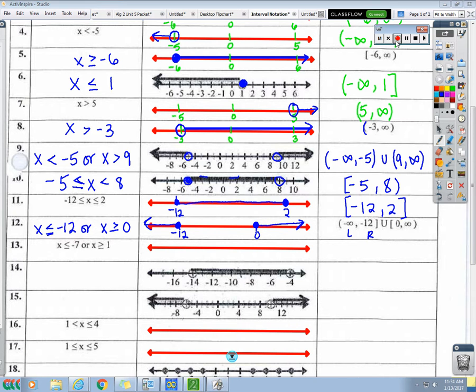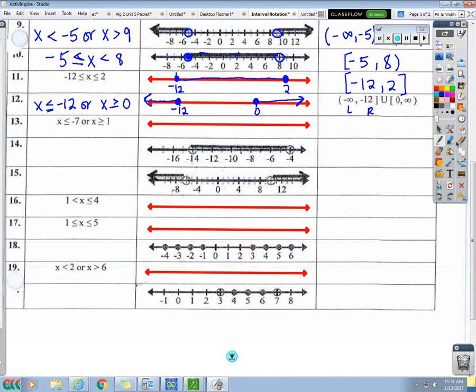Okay, number 13. This one is an OR inequality. We got two different things going on. We got -7 and we got +1. The -7, is it open or closed? Closed, because there's an equal to bar. What about the 1? Closed. Now, it says the solutions are less than or equal to -7, so less than would be this way, right? And then it says, or solutions are greater than or equal to 1, so wouldn't that be this way?